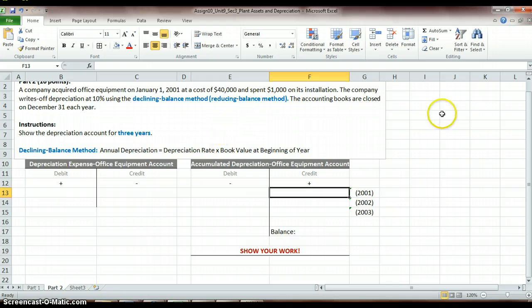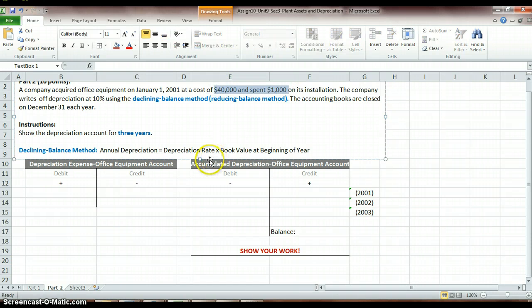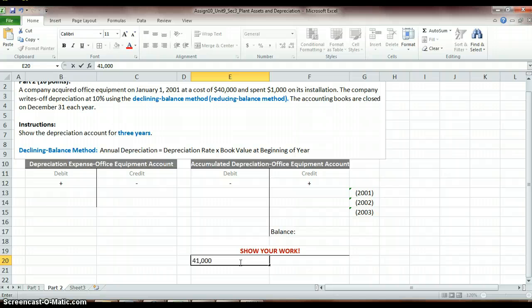Alright, so let's find out what we're working with the first year. And down here I told you to show your work, so I'd like you to at least show me what you're doing to get the amounts that you're coming up with. So in this first one, in year 1, we're looking at $41,000. Again, we look at the total cost of purchase and installation. So we're working with $41,000.